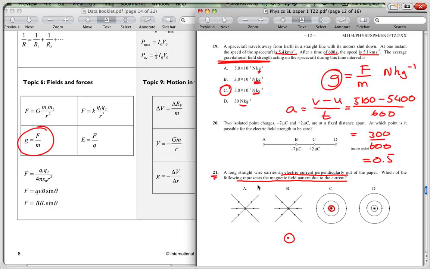Well, they tell you that it's coming out, but that's what the symbol also means, that your current is coming out of the board. So using the thumb of your right hand in the direction of that, your curled fingers will give the direction of the magnetic field. So do that and you'll see that you have got D. They are going to be going anti-clockwise. Your curled fingers will go in the anti-clockwise direction. So D is the correct answer.